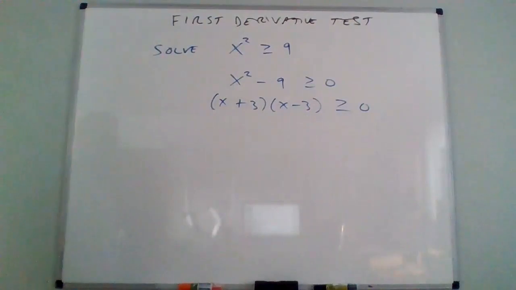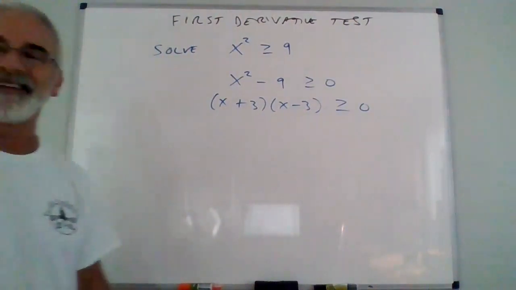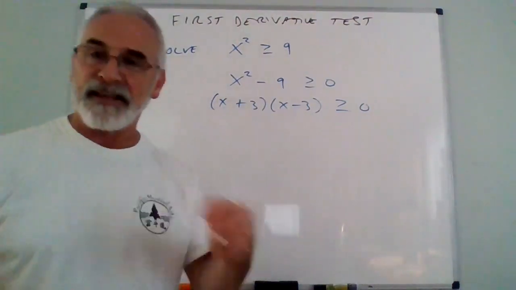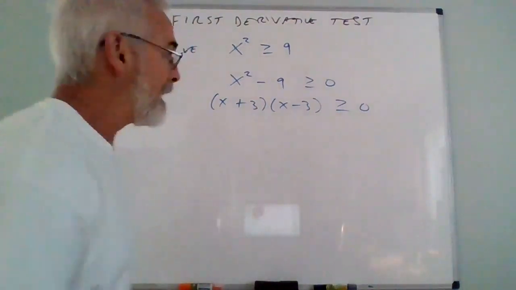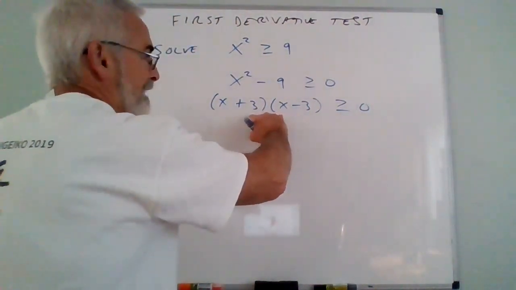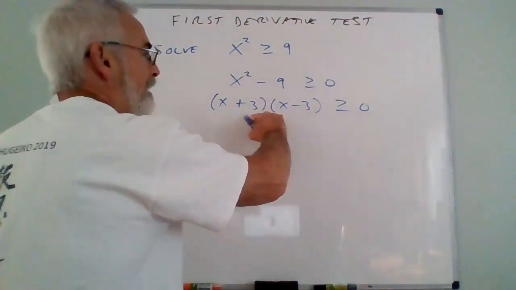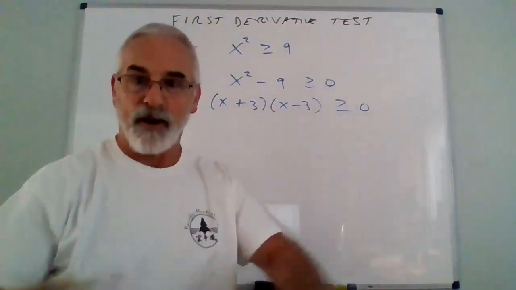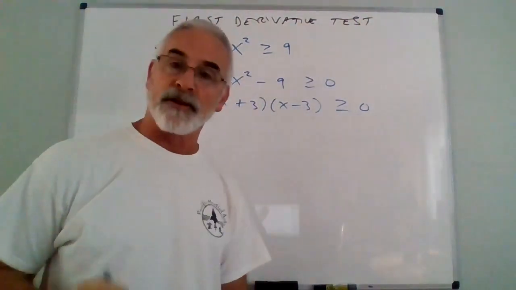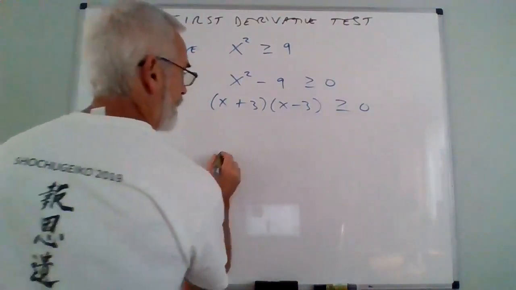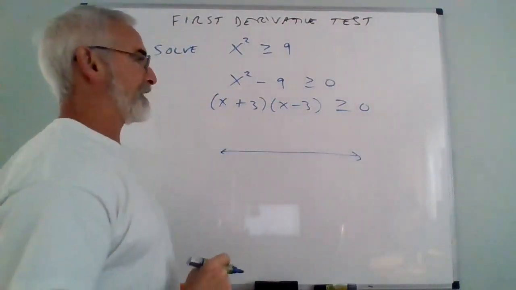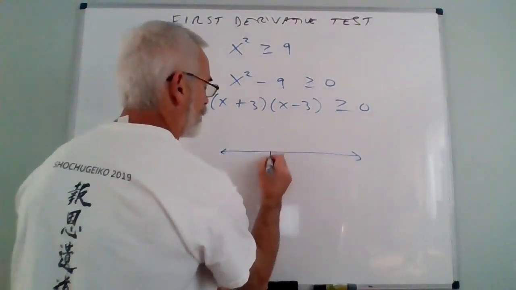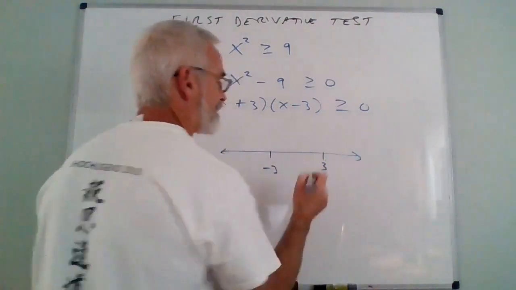Okay, so now does that mean that x plus 3 is greater than 0 or x minus 3 is greater than 0? Nope. All of the rules of equals go out the window when it's an inequality. So what we need to do is say, okay, this product is either positive, it's negative, or it's 0. Those are my only three possibilities. So I'm going to make a number line and then analyze my results using the number line. Now, where does the product equal 0? It's going to equal 0 at negative 3 and positive 3.